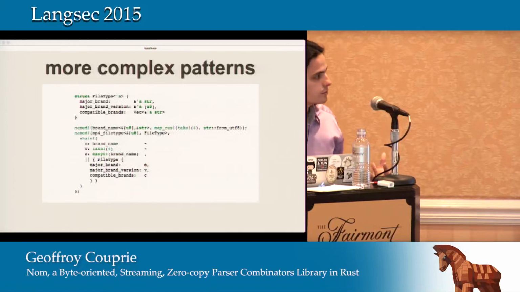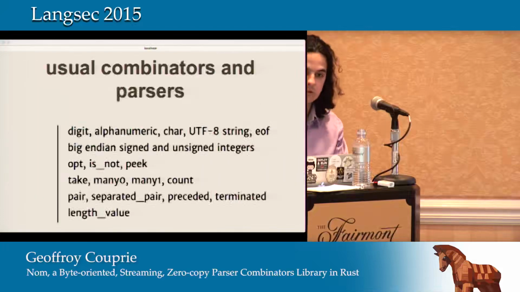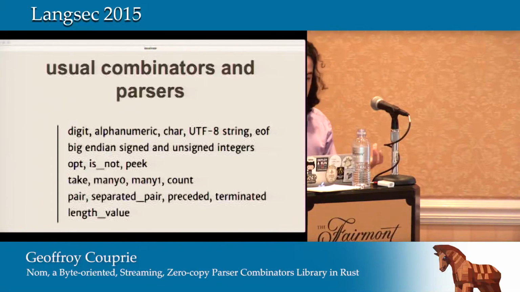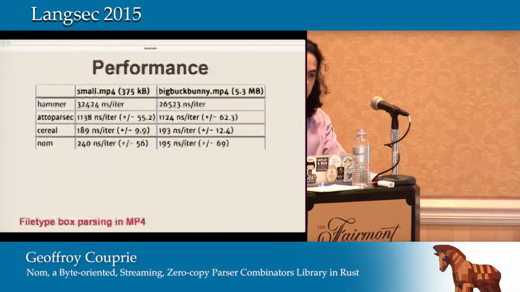So we can write some quite complex code very easily with those macros. We have the usual combinators, usual parsers. Some friends just contributed the begin sign parsers just yesterday, so I didn't have to write that. Cool. And with a language that has those kinds of features, we can get some interesting performance.